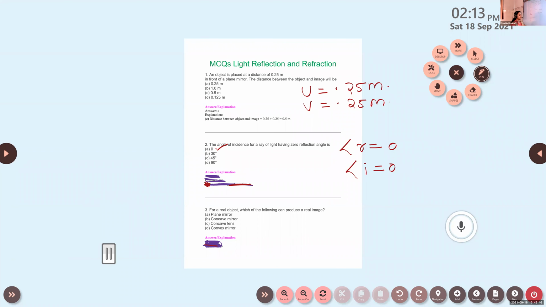Now the third question. For a real object, which of the following can produce a real image? Plane mirror, concave lens, convex mirror, or concave mirror?